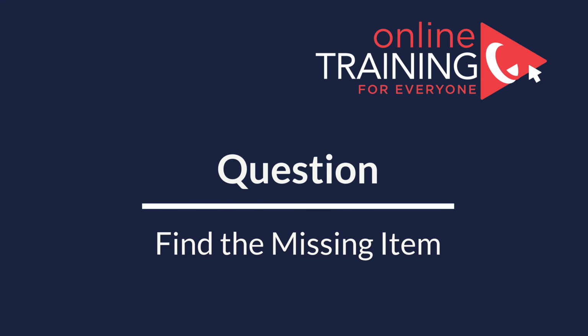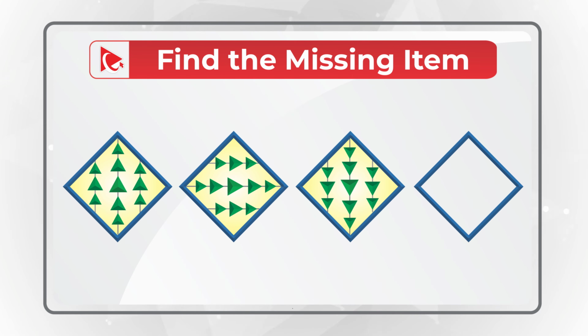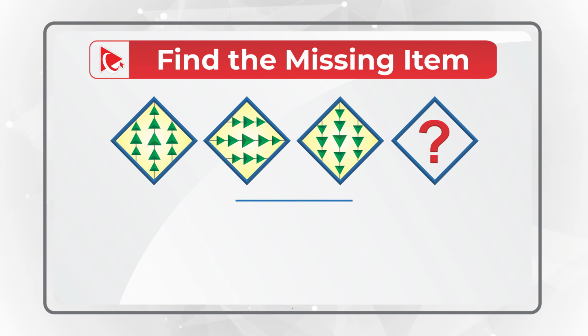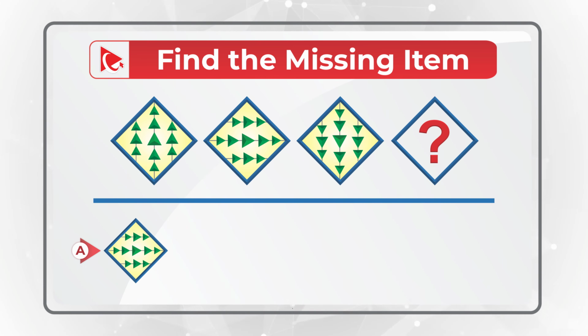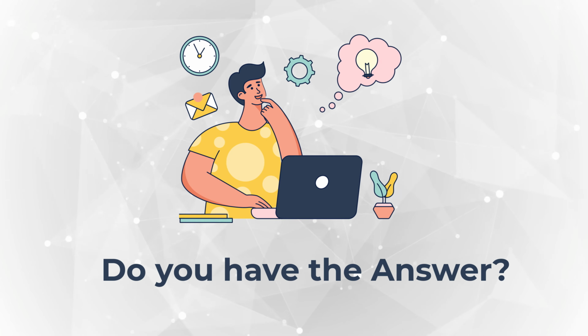Here's an amazing question which tests your analytical skills. You're presented with the set of diamonds. Each diamond has other objects inside, and you need to find the missing diamond, which is diamond number 4. You have 4 different choices to choose from. Choices A, B, C, and D. Take a close look to see if you can come up with the right solution. Are you ready? Do you have the answer?